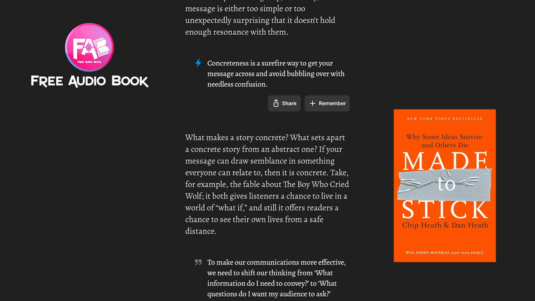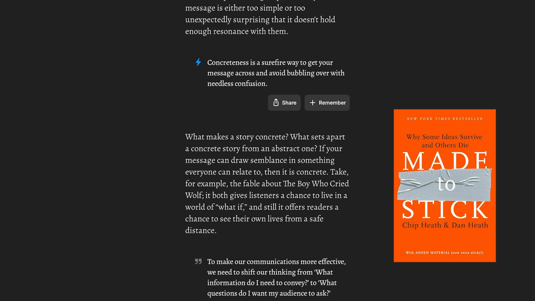If your message can draw semblance in something everyone can relate to, then it is concrete. Take, for example, the fable about the boy who cried wolf. It both gives listeners a chance to live in a world of what if, and still it offers readers a chance to see their own lives from a safe distance.